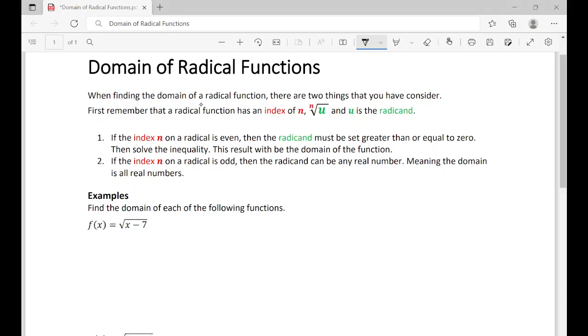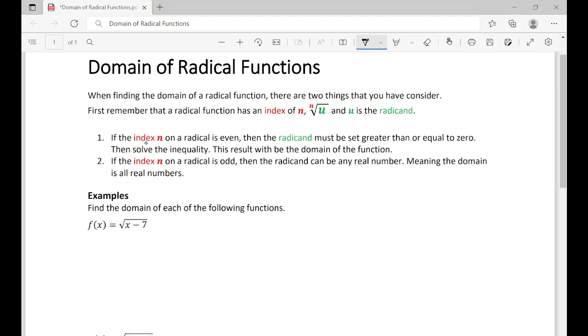When finding the domain of a radical function, there are two things you need to consider. But first, you need to remember that a radical function has an index n. So if you have the nth root of u, n is the index and u is the radicand. So the two things you need to consider.